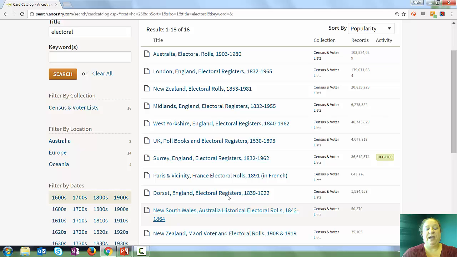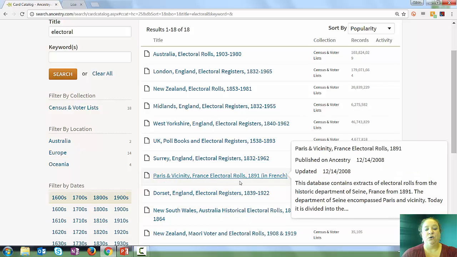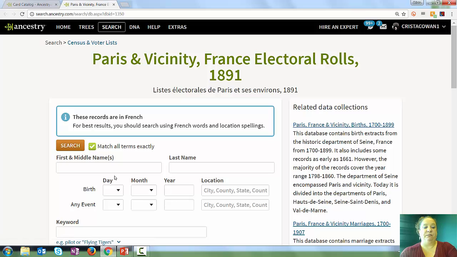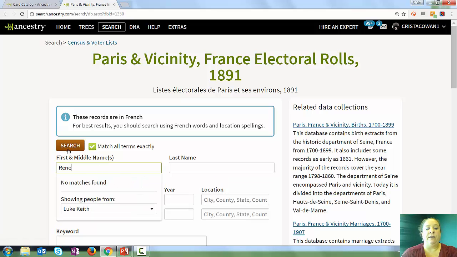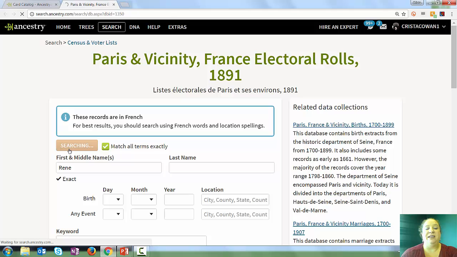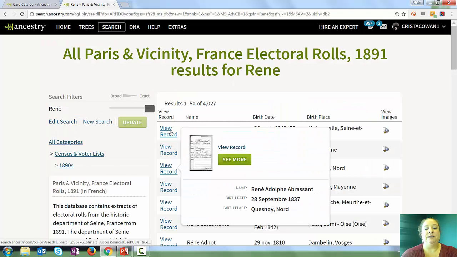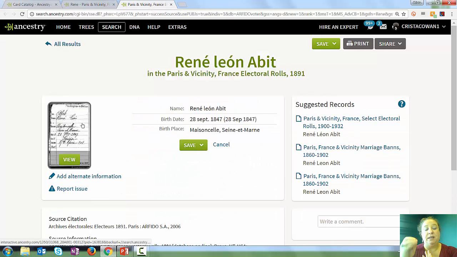The next one is the Paris, France electoral rolls. Now these ones just happen to be for a particular specific place, but one of the things that I love about these rolls are that they give specific birth dates and places. So it doesn't matter where you registered to vote. I mean, that matters.